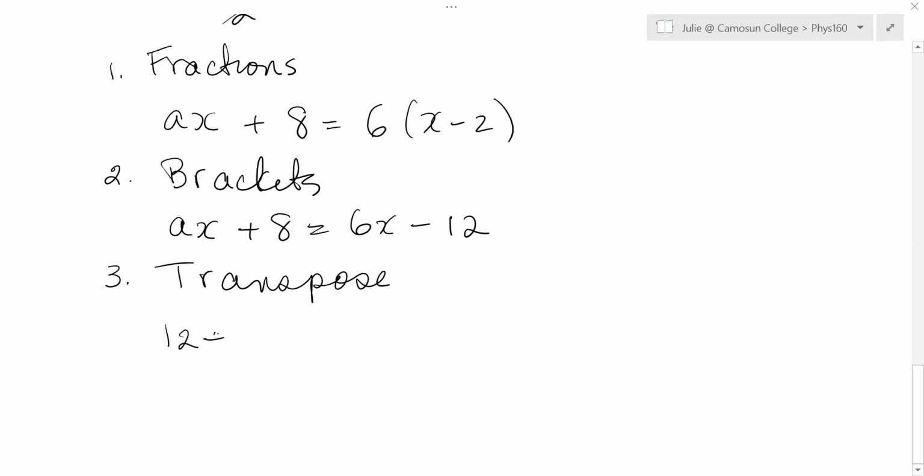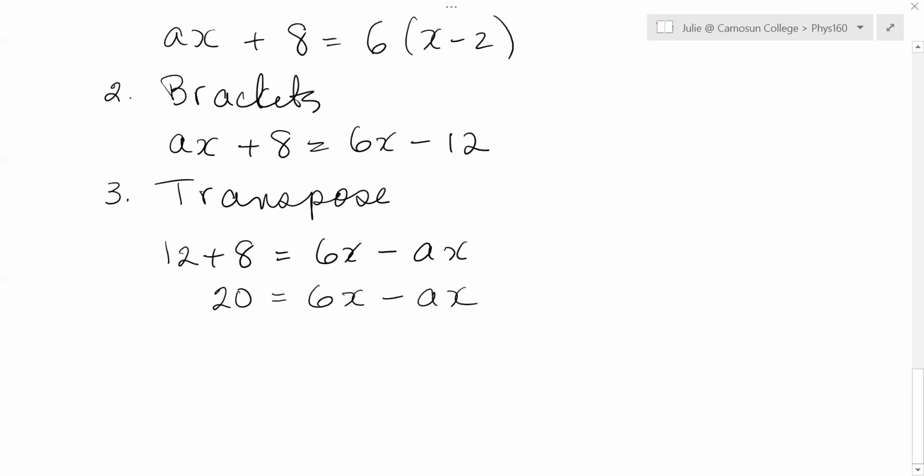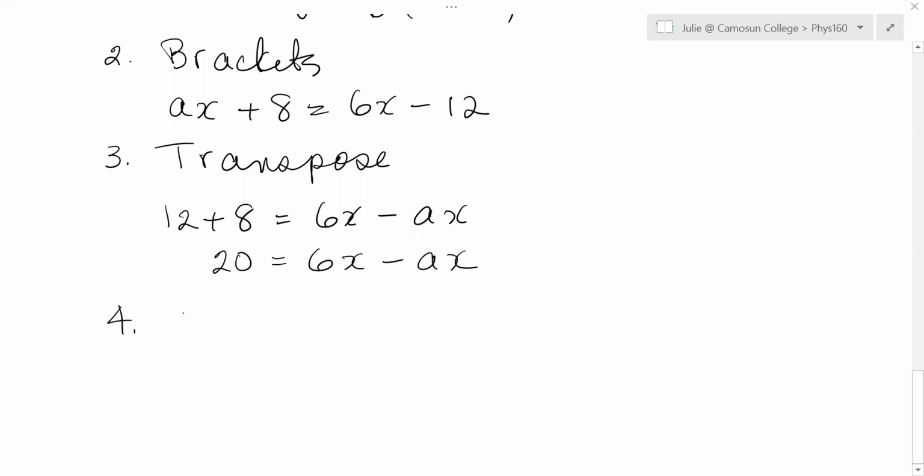So I would have 12 plus 8 is 6x minus ax. So when I transpose, I switch the sign as I bring it across the equal sign. I can get these guys together. We've got 20 is 6x minus ax. Okay, that's 3. And then number 4 is to factor. I've got x appearing twice, so I need to get it just to appear once. So I need to write x times 6 minus a. And to check that you've done it right, just go backwards. Multiply through the brackets. I've got x times 6 minus x times a, so that's good.